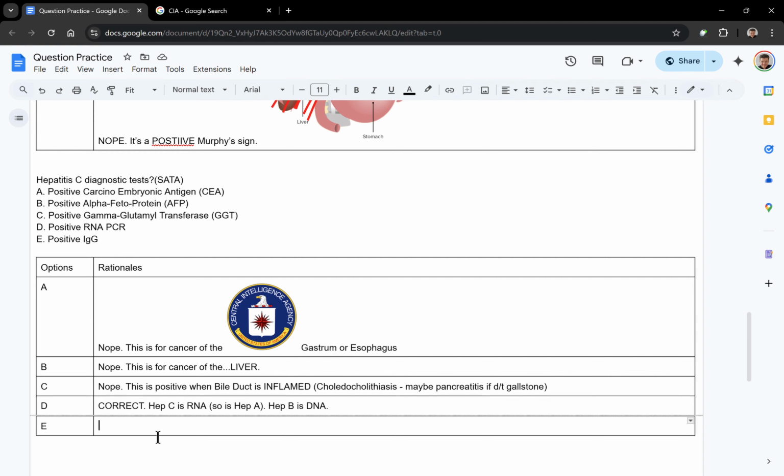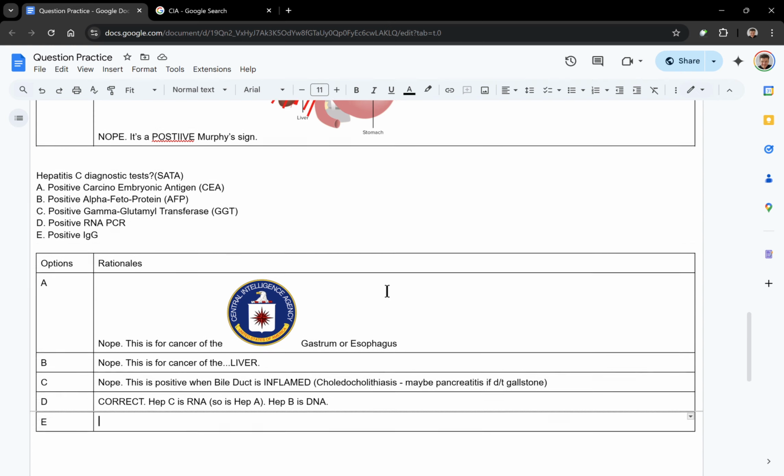What about E? Positive IgG. Feels wrong to only have one correct answer. I would pick it just because. Unfortunately, yes. Usually I don't do that to you, otherwise it's a multiple choice question, and I don't think ExamSoft lets you. So that's just a tip. If you're taking a test on ExamSoft in the nursing program and it says SATA and there's only one option correct, it has to be two.